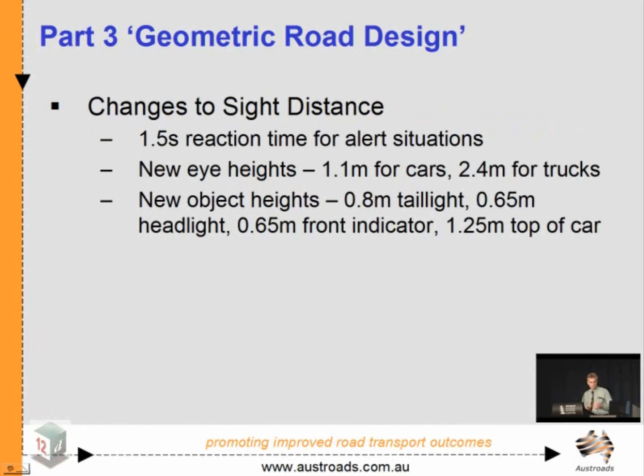Some of the other bigger changes is there's been numerous changes to the sight distance models. For mid-block situations, we have reintroduced a 1.5 second reaction time for alert situations. So typically, urban areas where drivers are likely to be alert, we can go back and use that 1.5 seconds, rather than the previous Austroads value, which was a minimum of 2 seconds. And that is actually based on research to be able to justify the use of that time.